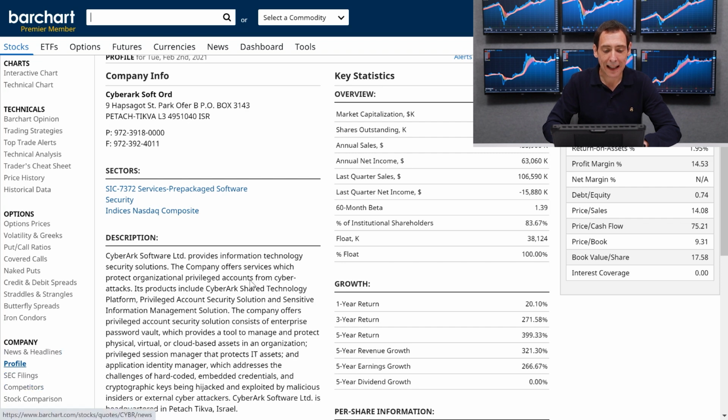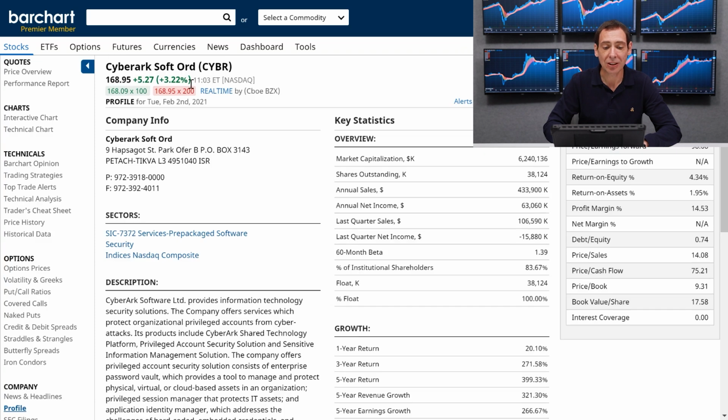Now, what I like about this asset, it is a prepackaged software index. It provides information technology solutions, offers services which protect organizations from cyber attacks, cloud software. CYBR, oh no, this isn't the ETF. This is the actual software company, excuse me. There's an ETF called CYBR ETF, but this is the actual stock, ticker symbol CYBR. Sorry for the confusion. It's very similar to Palo Alto, prepackaged software.